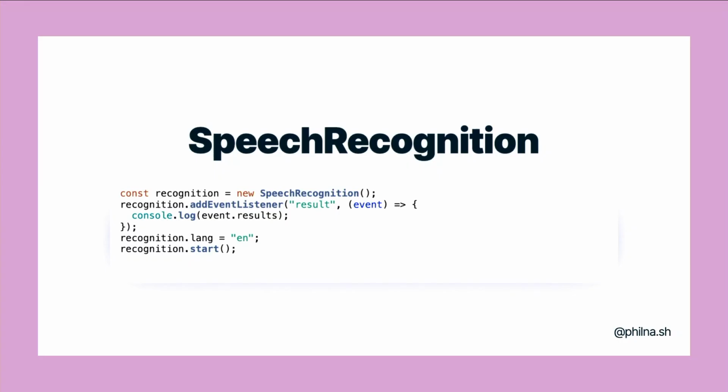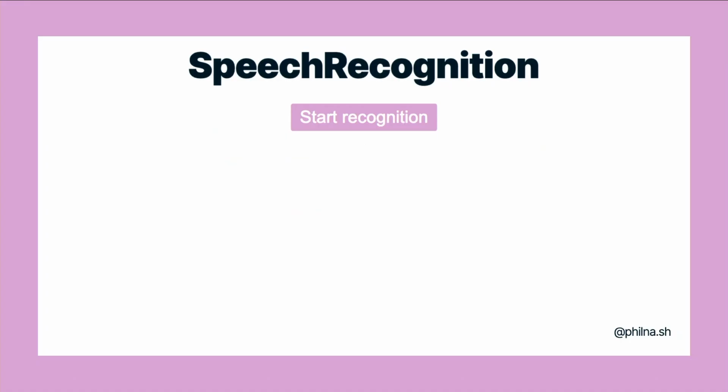You create yourself a speech recognition object. You add an event listener for the result of any recognitions. You tell it what language you're talking in, and then you start it. And as it starts to get results from hearing what you're saying, you receive that in the event listener. It's genuinely these 5 lines of code. It's almost done. Obviously, you probably want to replace the console.log with something interesting, but it works.